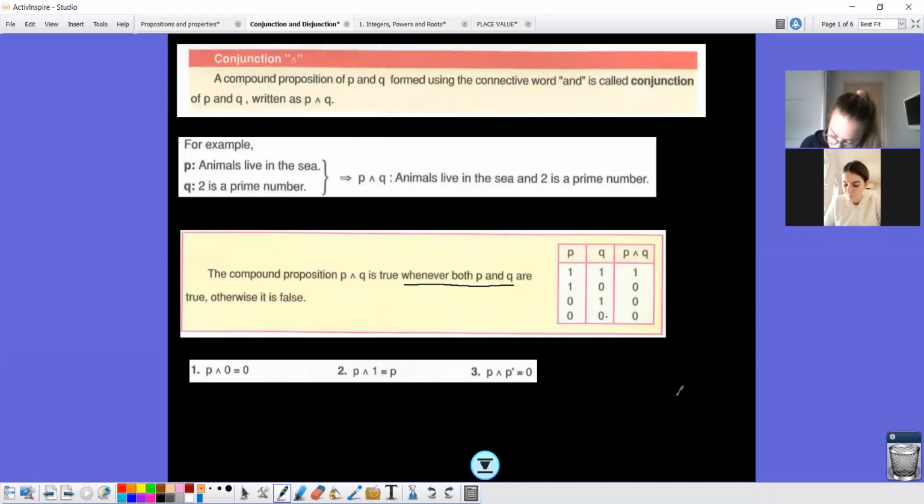Did you understand? Any question for this? No. No? So here the important part is we need to know these values. In conjunction, if both of them are true, it's true. In the other cases, it's false. Okay?